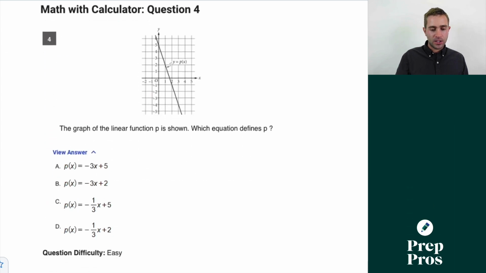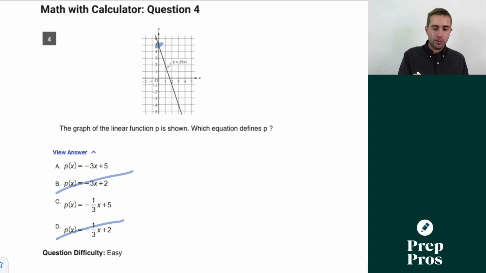All right, question number 4 here. The graph of the linear function p is shown. Which equation defines p? Well, first thing I can always start off with is, similar to the previous question, looking at my y-intercept. Well, y-intercept is 5, so I can get rid of B and D.